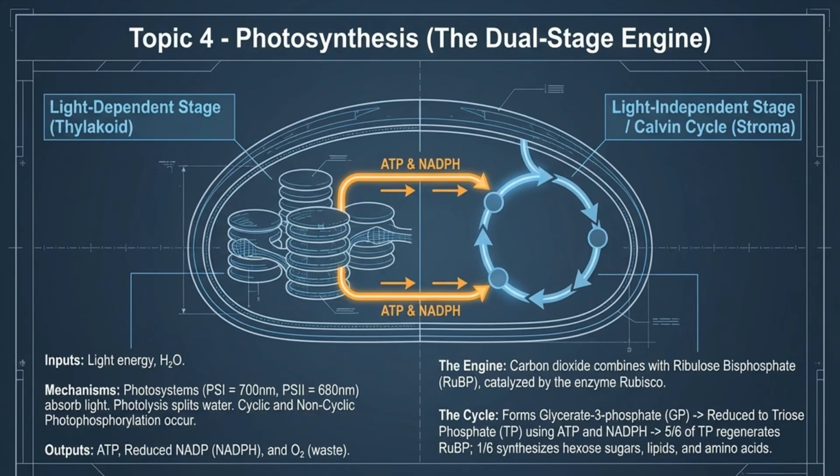Topic 4. Photosynthesis. Think of it as a 2-stage engine. In the thylakoid, light energy splits water, photolysis, to create ATP and reduced NADP. Then, in the stroma, the Calvin cycle uses those products to turn CO2 into sugar. Remember, 5/6 of your triose phosphate goes back to regenerate RuBP. Only 1/6 actually becomes the sugars and lipids the plant needs.